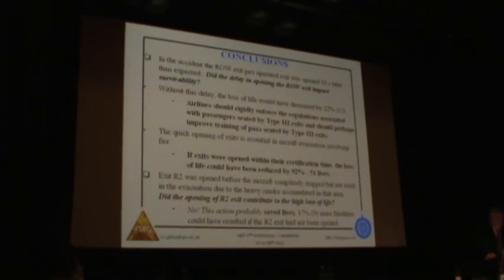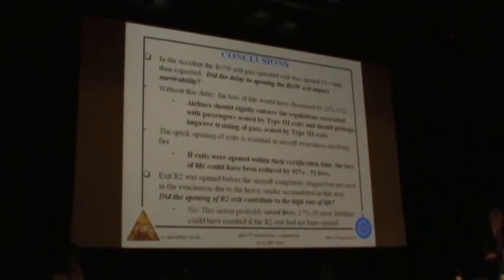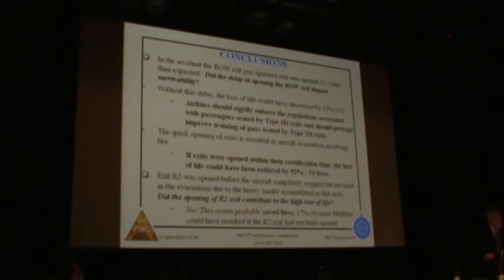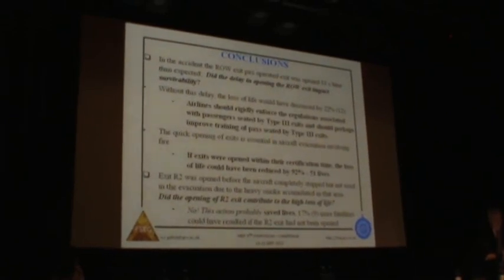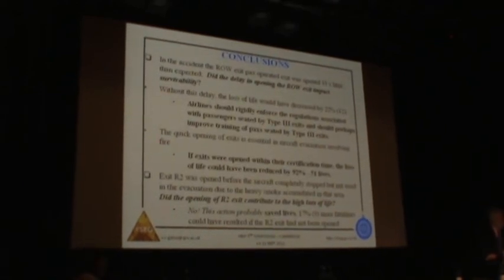Exit R2 was opened before the aircraft completely stopped, but not used in the evacuation due to the heavy smoke accumulating in that area. Did the opening of the R2 exit contribute to the high loss of life? Well, the answer to that is no, it didn't. This action probably saved lives, and we predict something like 9 more fatalities would have resulted if the R2 exit had not been opened. Thank you very much.